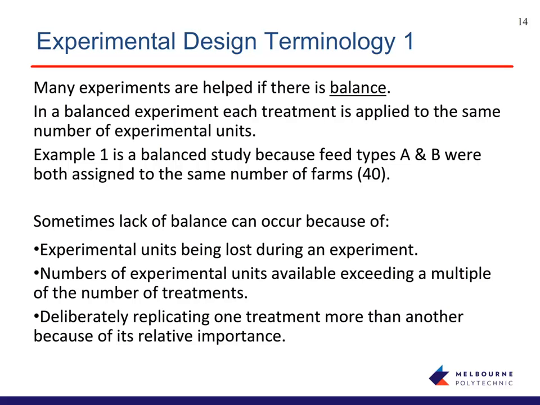Balance makes stats a little easier. It certainly makes it more consistent, but it's not 100% necessary. It's not compulsory. And most experiments end up not being balanced due to losing an experimental unit, just not finding enough. It might have an odd number of experimental units, and so inevitably one has to have less than the other.